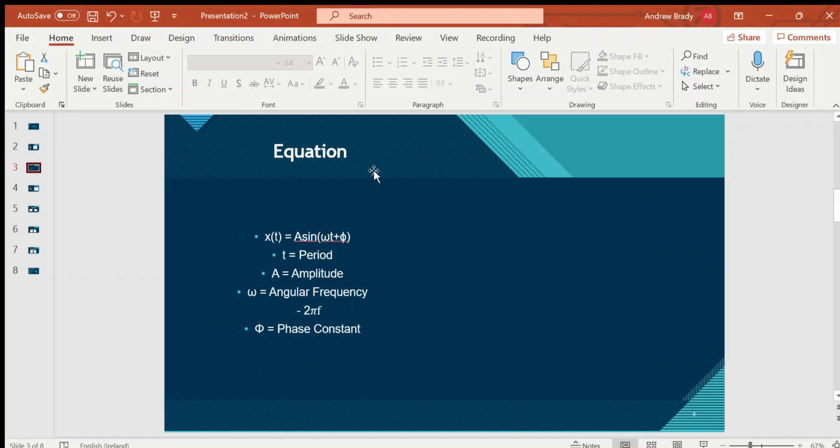So the equation written here for sinusoidal signals: T represents the period, A represents the amplitude, omega represents the angular frequency, which is 2 pi f, and phi represents the phase constant.